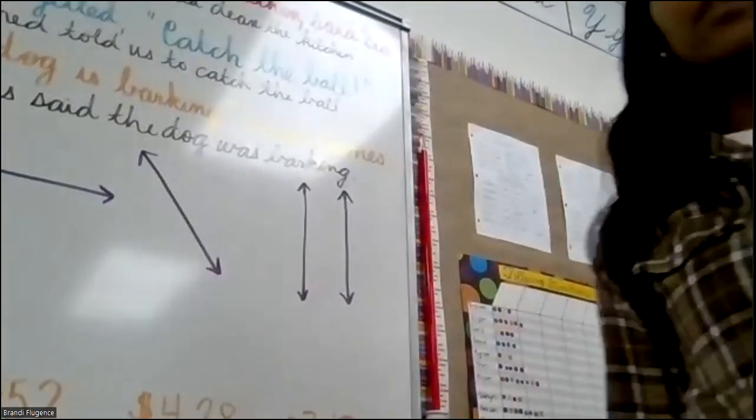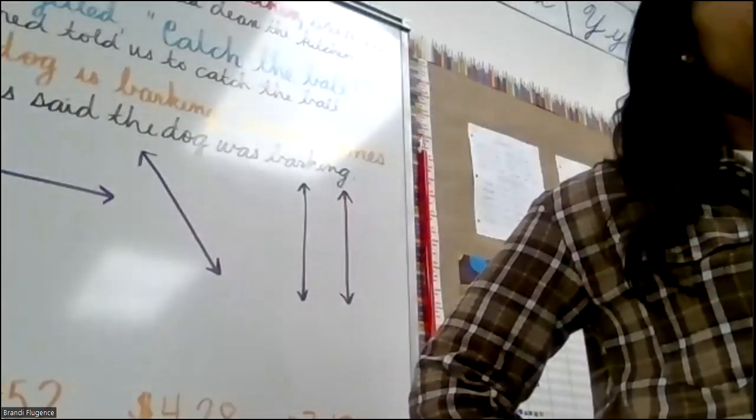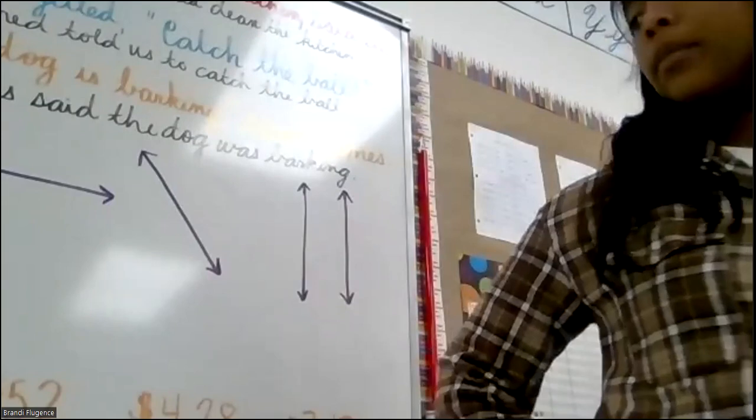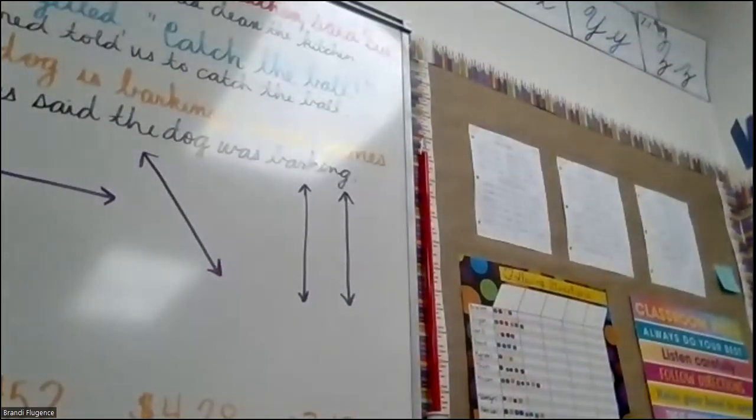Okay, D. It's 2 groups of 5. Count them. 5, 10. So 2 times 5 would be 10. 2 times 5 is 10.